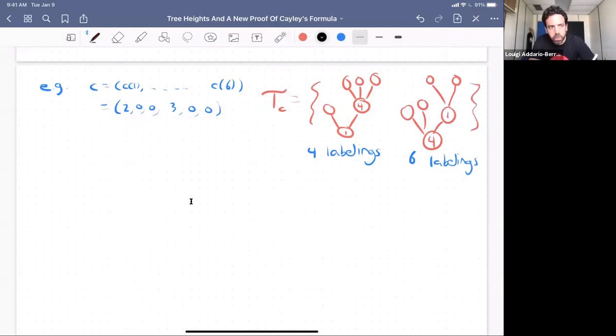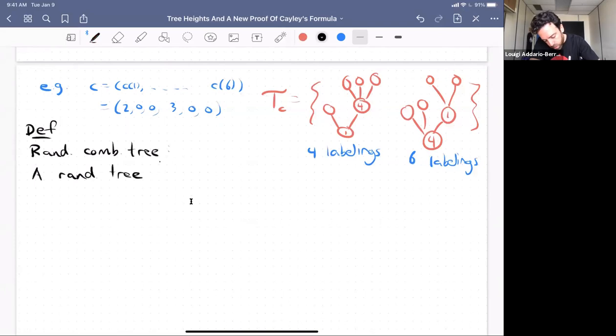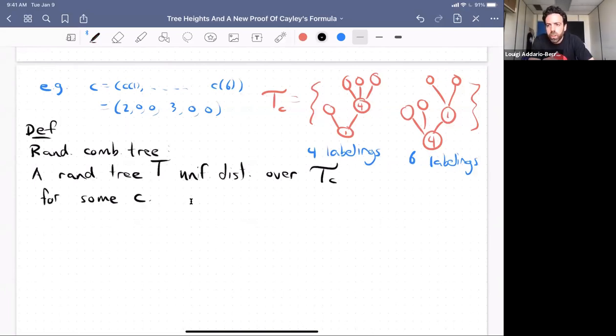Okay. And now a random combinatorial tree is just, so this is a definition, a random tree T which is uniformly distributed over TC for some child sequence C. Okay, so it's a very simple, natural definition.